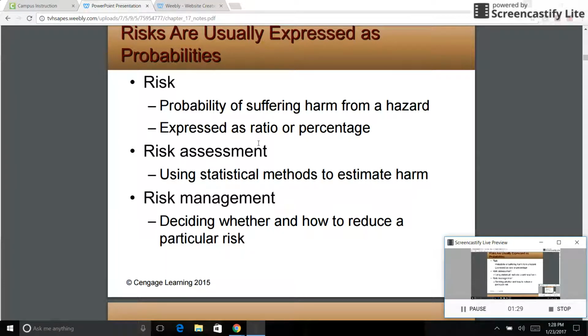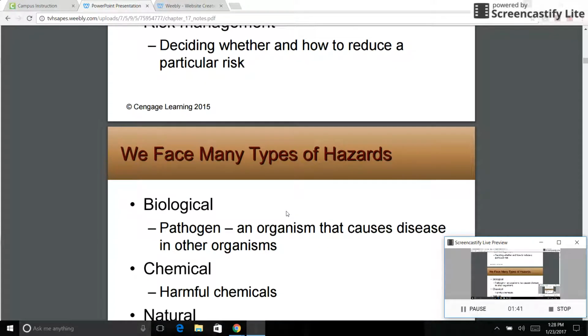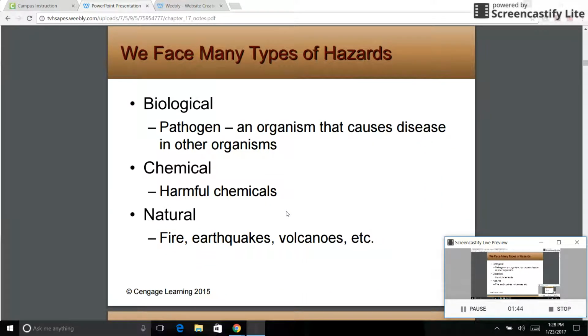potential for harm is. Risk management, a lot of times this comes into play in big businesses, schools, that type of stuff, where you're trying to reduce particular risks to avoid injury, to avoid all kinds of other things as well. All right, types of hazards.